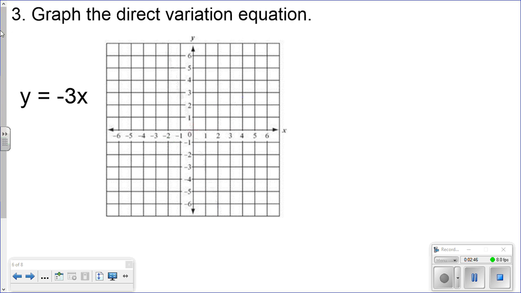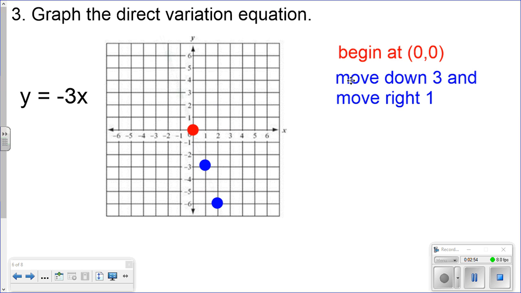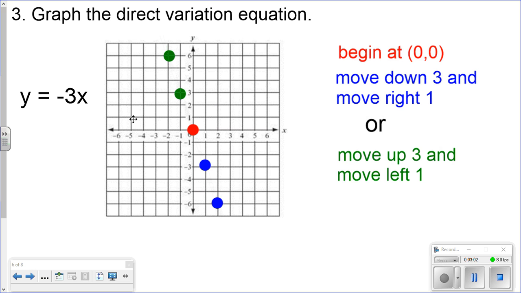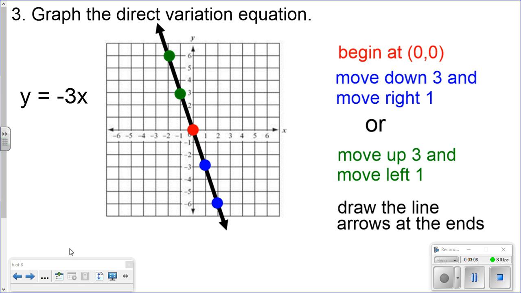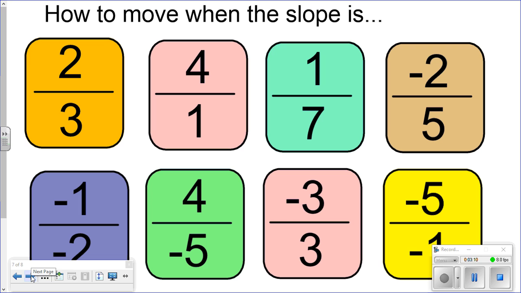Let's try another one. So this is y equals negative 3x. So again, we begin at 0, 0. We move either down 3, right 1, because it's negative, so down 3, right 1. Or we can move up 3, so it could be 3 over negative 1, and left 1. Draw the line, and put arrows at the ends.